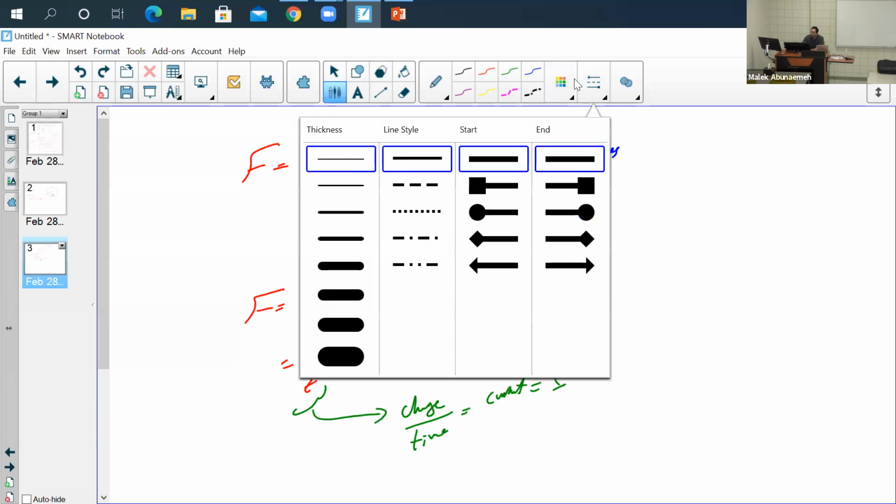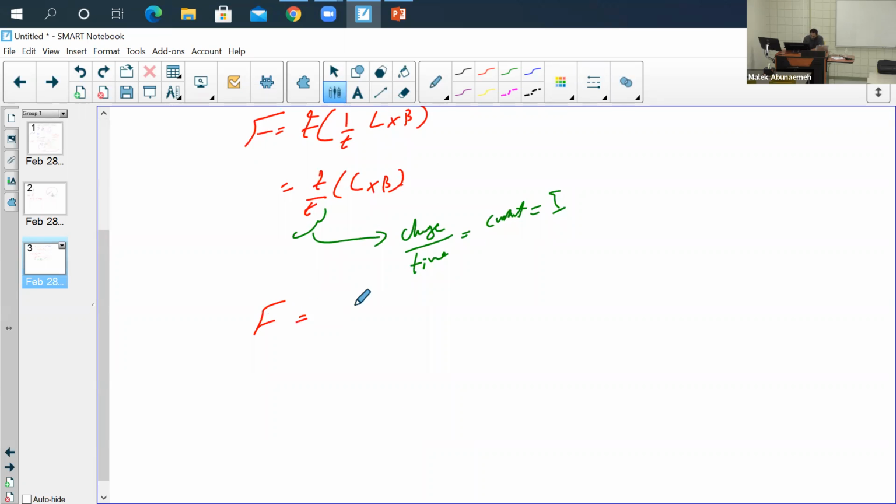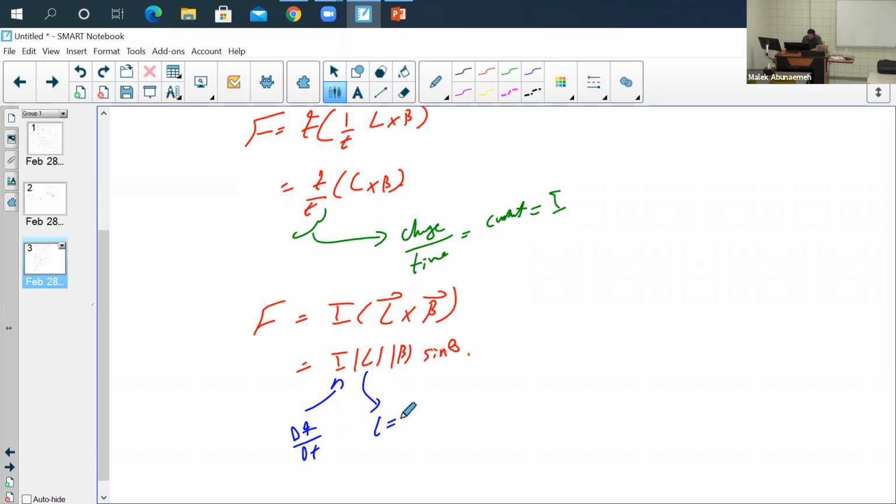So that means your force really is going to equal your current multiplied by your L cross B, which is going to equal I multiplied by the absolute value of the length multiplied by the absolute value of the magnetic field multiplied by the sine of the angle between them. Again, let me actually write this down. So this is going to be your change of charge divided by change of time. And this one will actually be your length, which is going to be your v delta T.